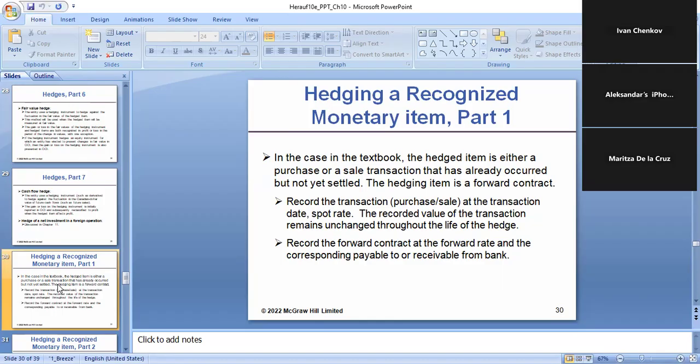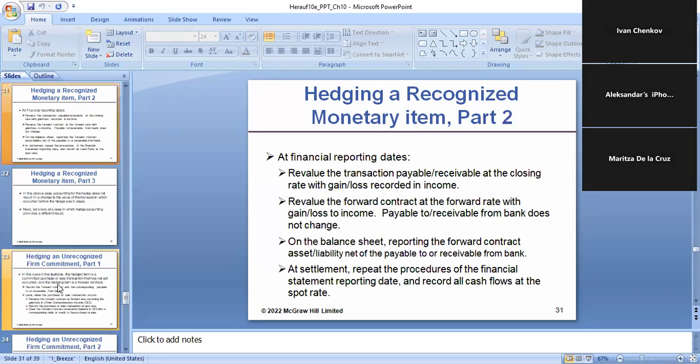Now we have to record the transaction, the purchase transaction, at the report date at the spot rate. The recorded value of the transaction remains unchanged through the life of the hedge. We have to record the forward contract at the forward rate, with a corresponding payable to or receivable from the bank. So we're going to have either a purchase or a sale. Financial reporting dates. Now, revenue of the transaction, payable and receivable, at the closing rate.